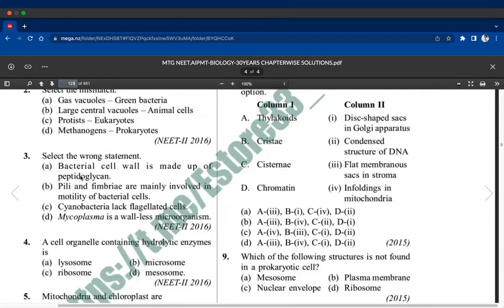Select the wrong statement. Bacterial cell wall is made up of peptidoglycan. Pili and fimbriae are mainly involved in motility of bacterial cells. Bacteria lack flagellated cells. Mycoplasma is a wall-less microorganism. Count to 20. Let Iram register her answer. Option A, B, C, or D.